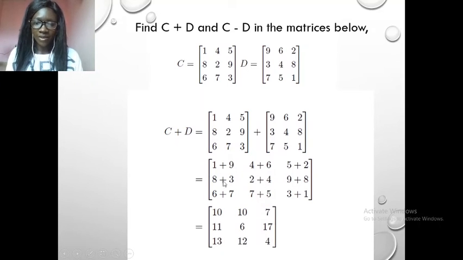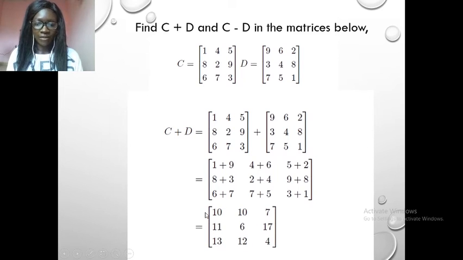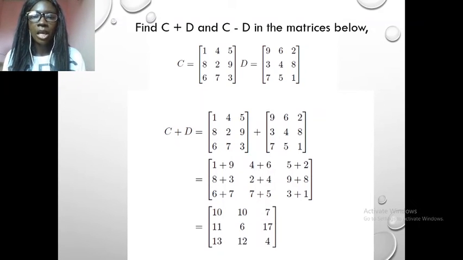So you guys are experts in adding numbers now. So your results will be this. Let's check if we have the same dimension. This is the first row, second row, third row, and the first column, second column, and third column. So we have 3 rows and 3 columns, and we call it a 3 by 3 matrix. Now try to do C minus D, and you'll see my answer next.